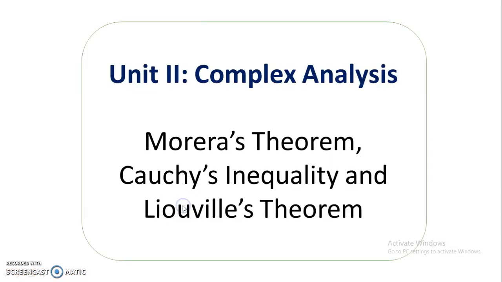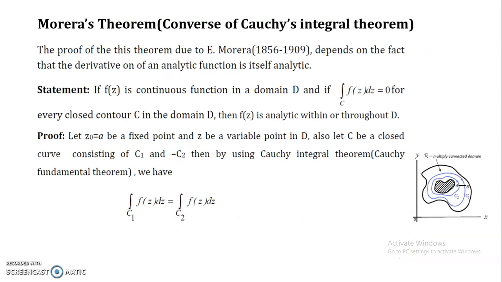So now we shall discuss those concepts, properties of integral theorems. The first one is Morera's theorem. As we know from Cauchy's integral theorem, if f(z) is analytic within and on a closed contour C, then the integration of f(z) dz over the closed contour C is 0. Morera's theorem is the converse of Cauchy's integral theorem.